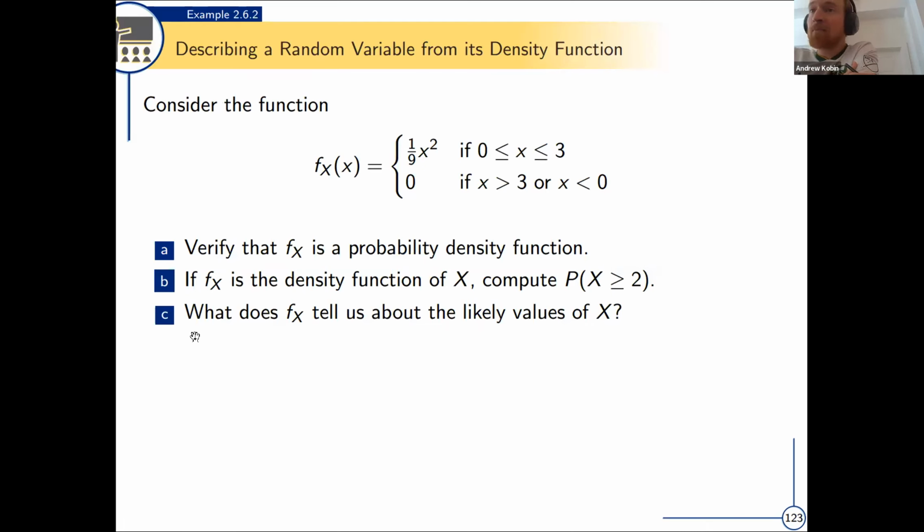You are perfectly capable of doing this on your own. And if you want to flip back a couple slides to remind yourself of those two criteria, then go ahead. But I encourage you to pause right now and at least check one of them, that the function is non-negative for all real inputs, and that the integral from negative infinity to infinity is equal to 1. Let's do it together now, though.